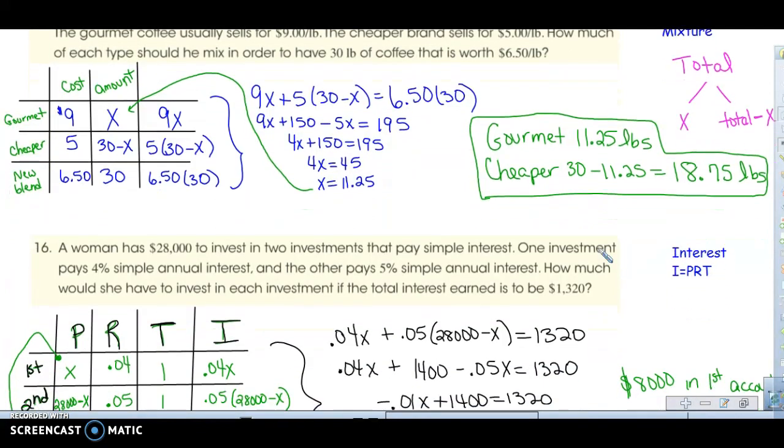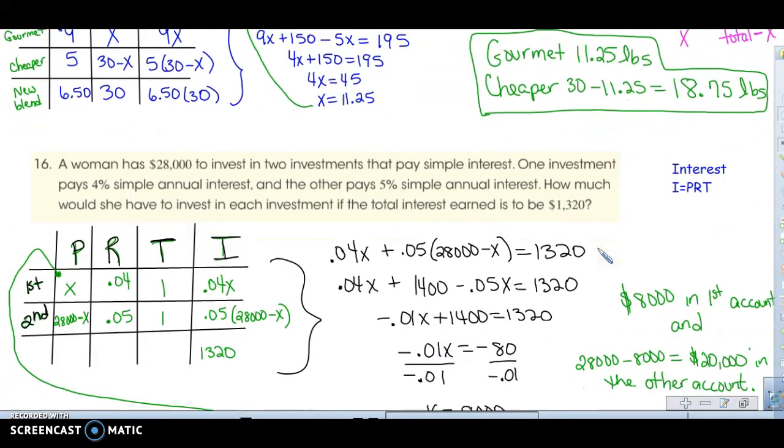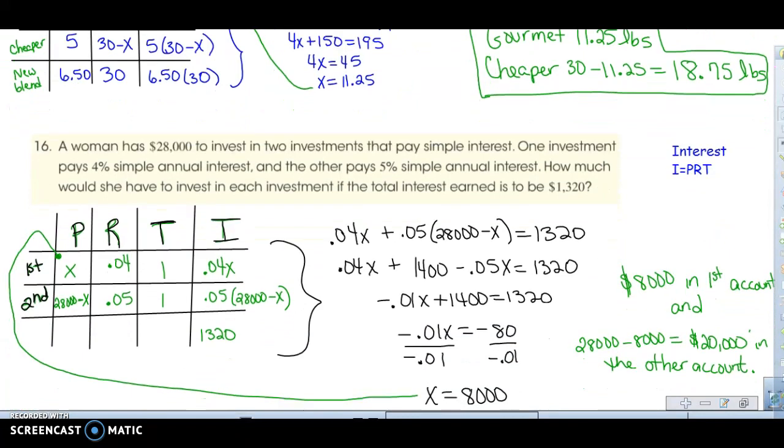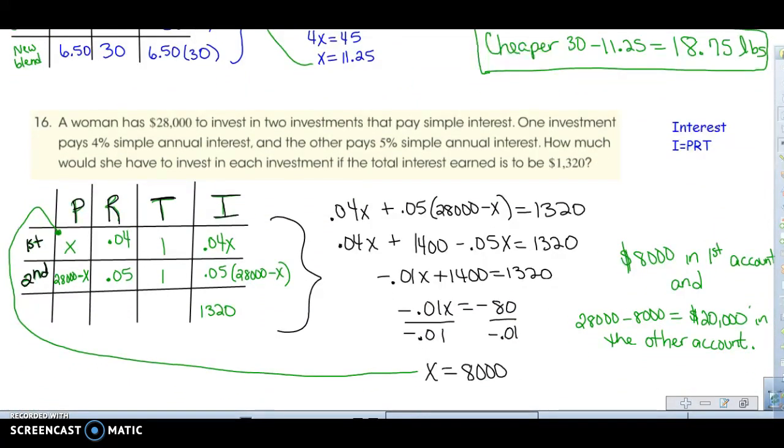This next example, as you read through, you realize is an investment problem involving interest. The formula for interest is interest equals principal times rate times time. Principal is the amount of money that you're investing. Rate is the percentage of money that they're giving you for the investment, and time is usually in years. If they do not specify a number of years, it's assumed to be 1 year.